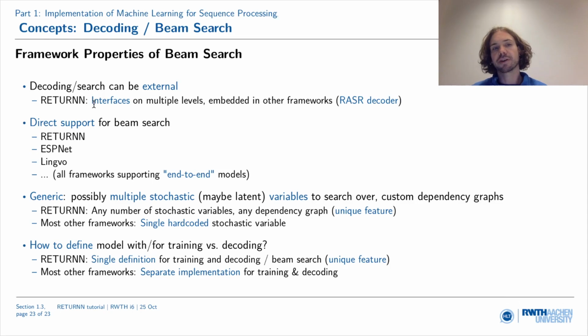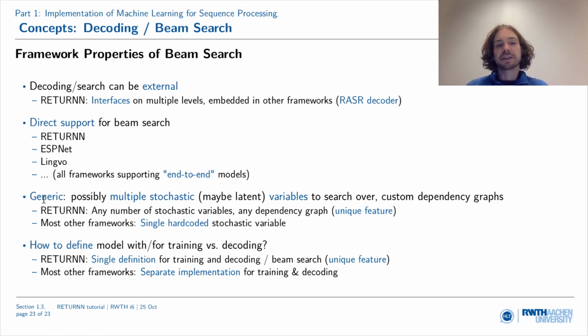So in RETURNN, for example, we have interfaces on multiple levels to make it easy to embed it in other frameworks or toolkits, like our speech recognition toolkit. Or the framework can directly support beam search, and many frameworks do that now, RETURNN, ESPnet, Lingvo, and many others, basically all which support end-to-end models, because for end-to-end models, it's just reasonably simple to do beam search.